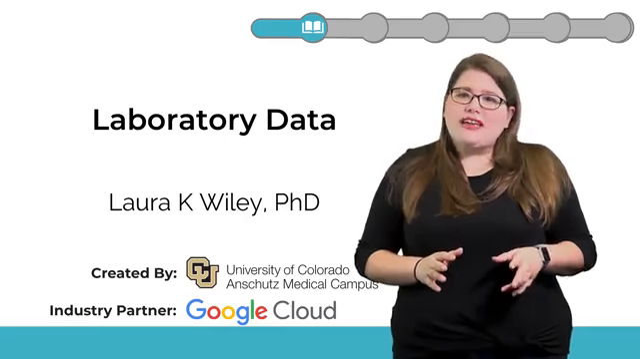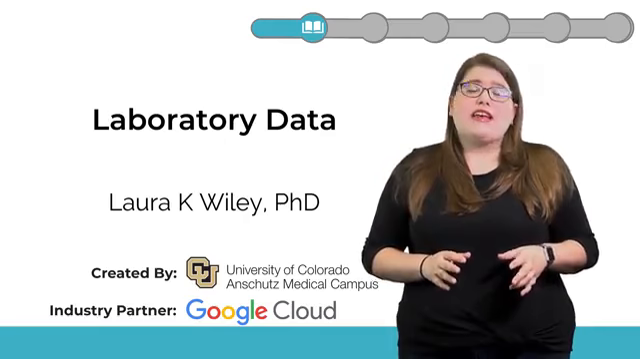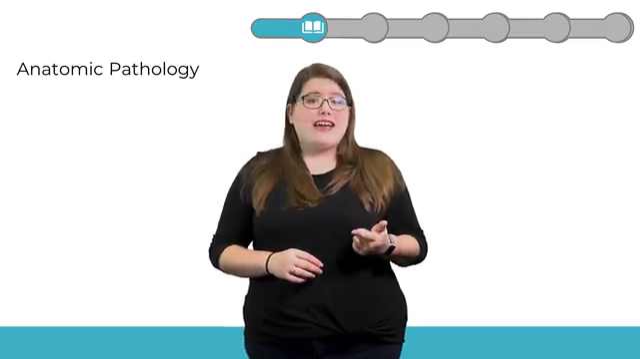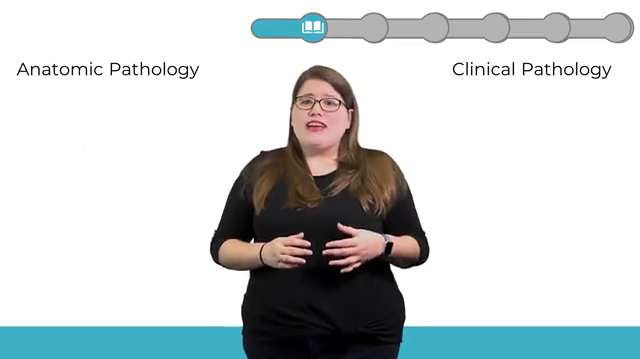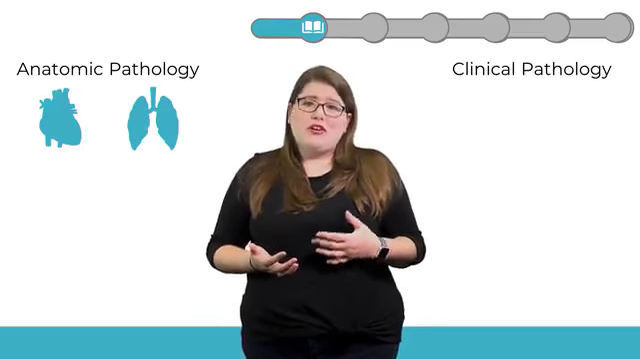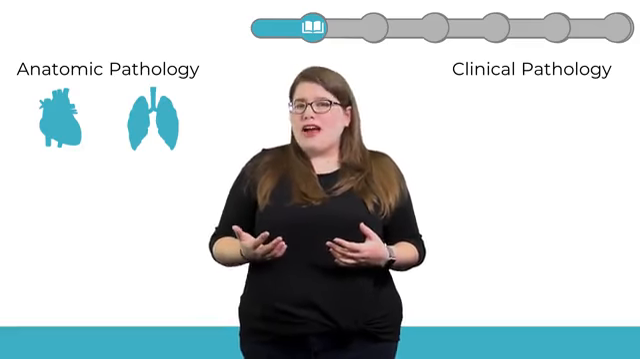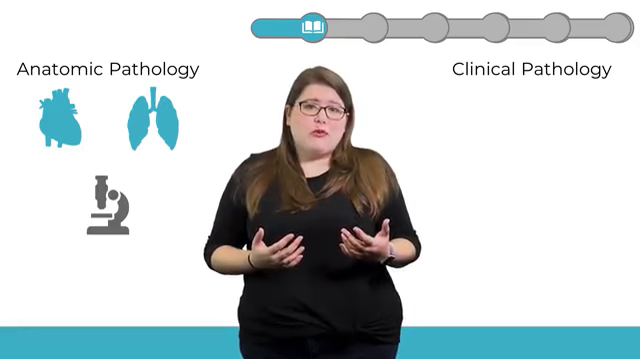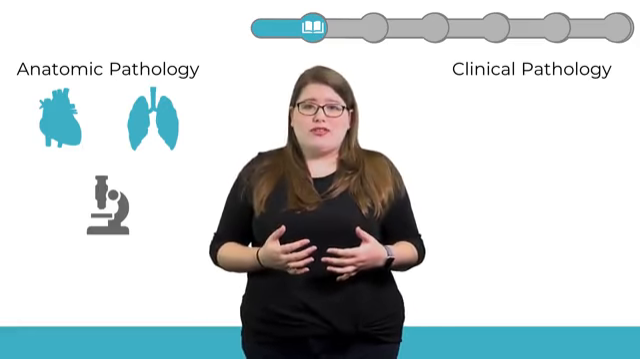However, the wide variety of lab tests used in medicine can make it difficult to understand and apply these data. In general, lab tests can be broken down into two broad categories: anatomic and clinical pathology. Anatomic pathology examines organs and tissues, ranging from simply describing the appearance of these tissues by the naked eye or under a microscope, to testing biochemical and molecular properties of these tissues.